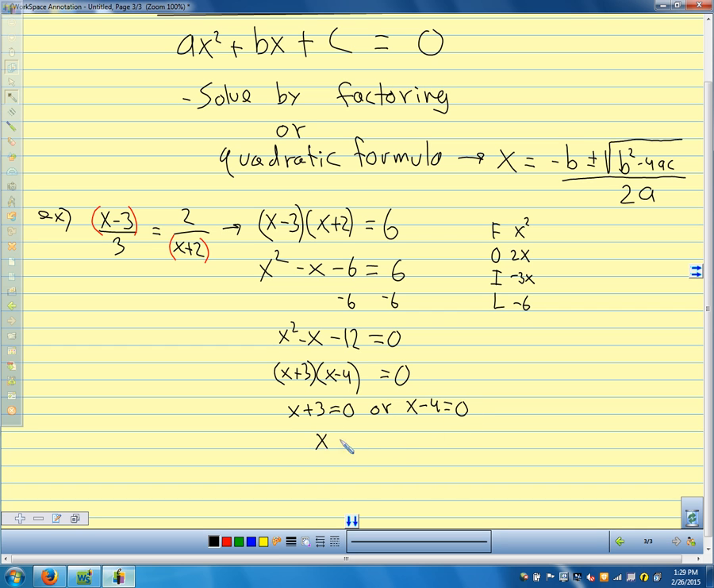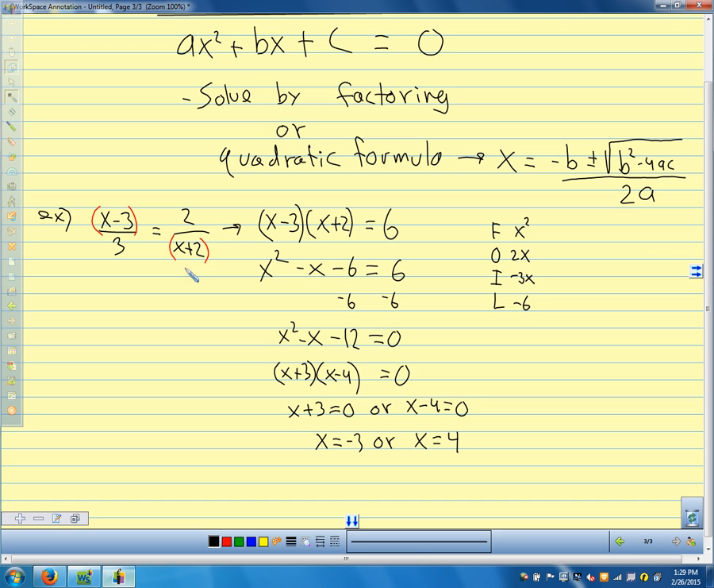Subtract 3 from both sides, I get x equals negative 3. Add 4 to both sides, x equals 4. So I'll get two answers here that would make this proportion true. So there's our solution by factoring.